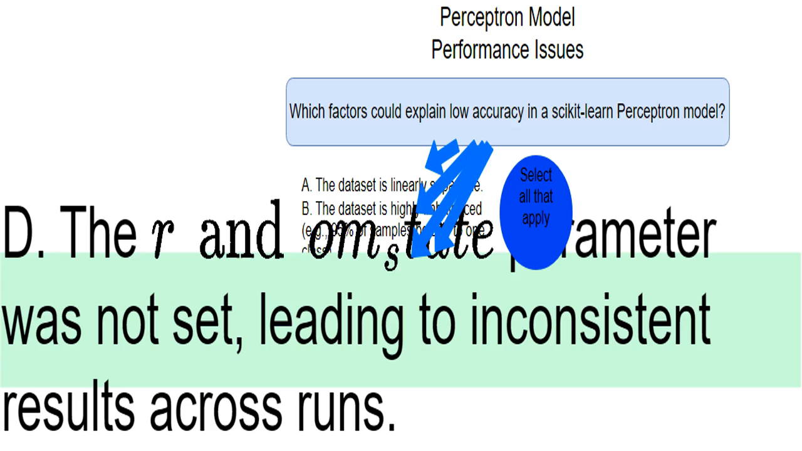The random_state parameter initializes the random number generator. Without it, each run starts with different random weights. This means you'll get different results each time you run the model, making it hard to evaluate performance reliably. It's like flipping a coin instead of using a precise measurement tool. Setting random_state guarantees consistent results for reproducibility and allows for fair model comparison.